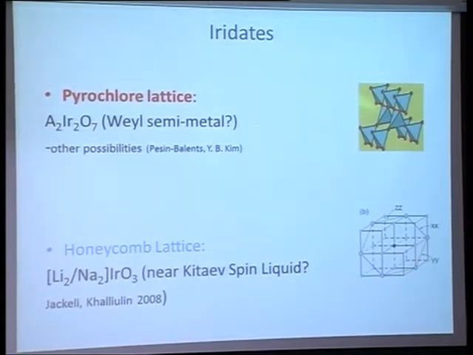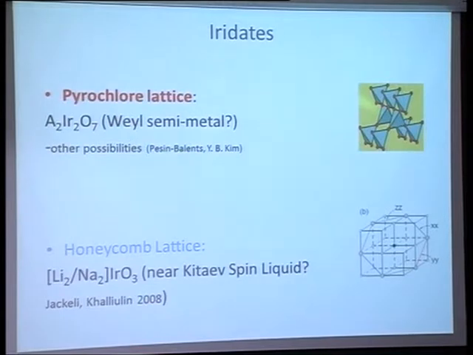So I'll talk mainly about iridium in this pyrochlore lattice, corner-sharing tetrahedra, realized by this class of compounds. A can be one of many different elements, typically rare earth, but it could also be yttrium. And you have these ions at the sites of the pyrochlore lattice. This is an interesting structure, as pointed out by Pesin and Balents, to look for topological phases.